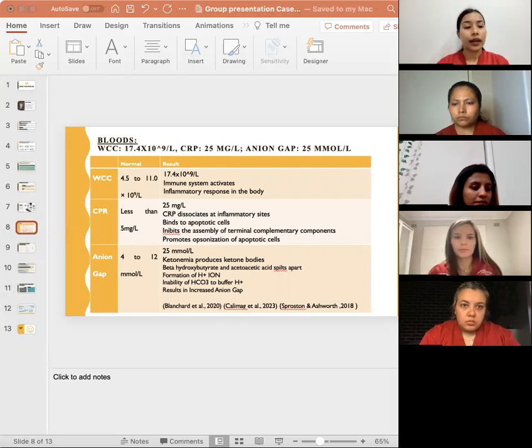and normally bicarbonate absorbs hydrogen ions. However, due to an excess of hydrogen ions, its ability to buffer is exceeded, and this resulted in anion gap metabolic acidosis in Miss Casey's case.